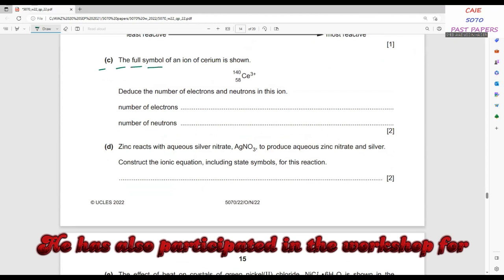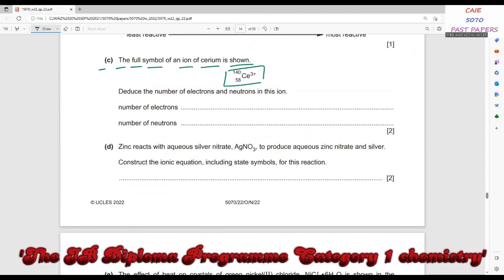The full symbol of an ion of cerium is shown. This is the symbol for the ion of cerium, Ce 3+. Deduce the number of electrons and neutrons in this ion. So 3+ means it has lost 3 electrons. So what you will do, you will subtract 3 from 58. So what will you get? You will get 55. So you'll write 55 here.